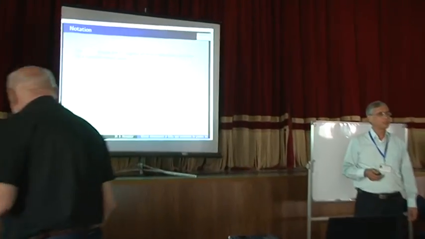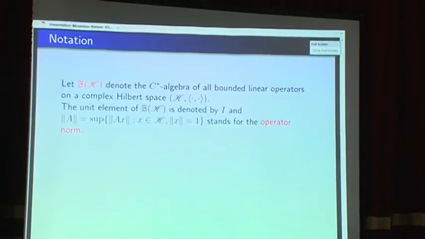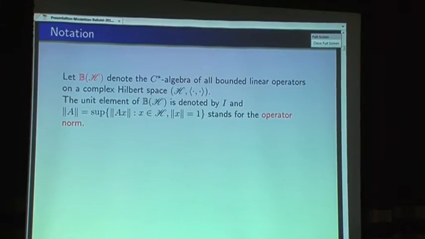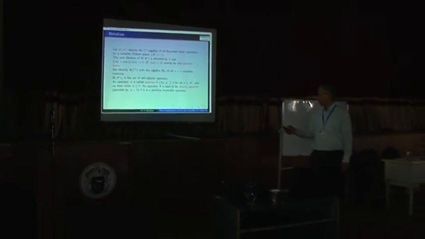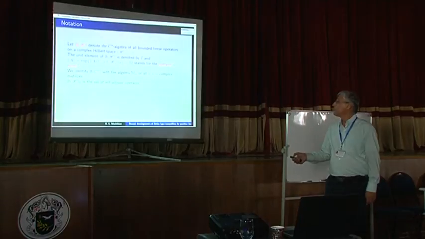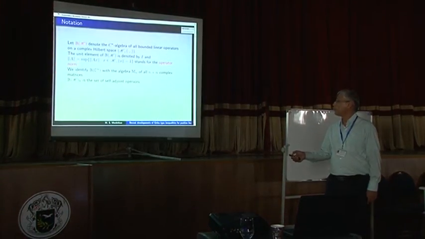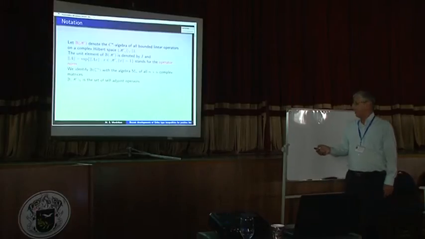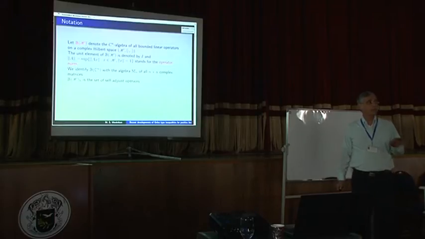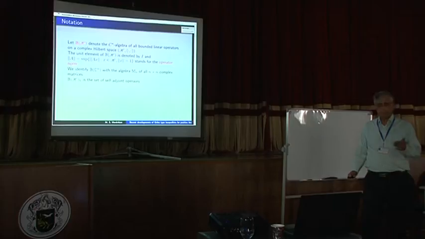Let me first introduce some notation. Let B(H) denote the C-star algebra of all bounded linear operators acting on a Hilbert space. The unit element of B(H) is denoted by I throughout my talk, and this shows the usual operator norm on B(H). We identify B(C^n) with the algebra M_n of all complex n times n matrices in a usual manner.